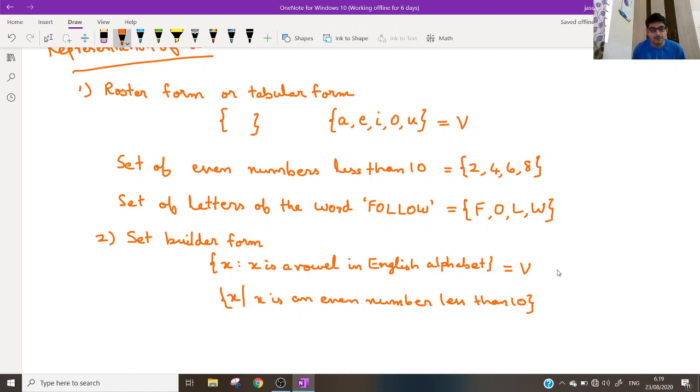So instead of listing all the elements, what we do is write x or y, it can be y also, such that, followed by the property that the elements of the set possess. That property will not be possessed by any other element. So we can easily write the property, and using that we can list the elements of the set also.